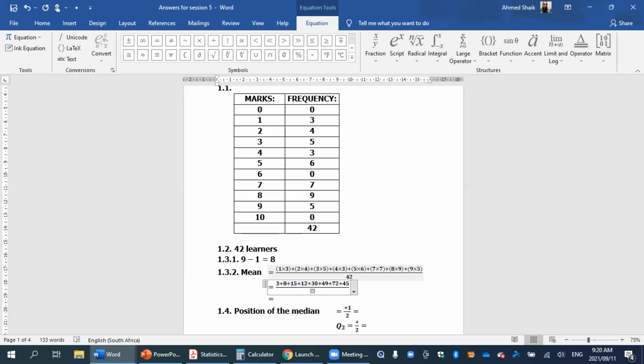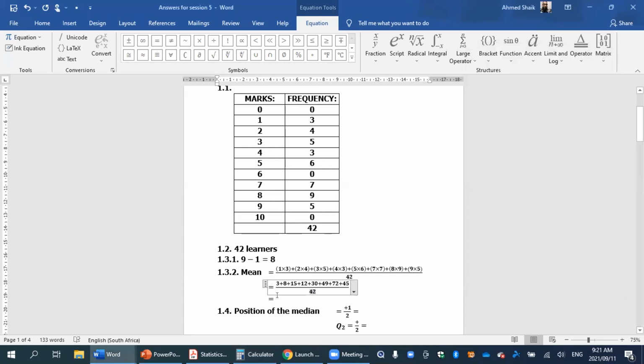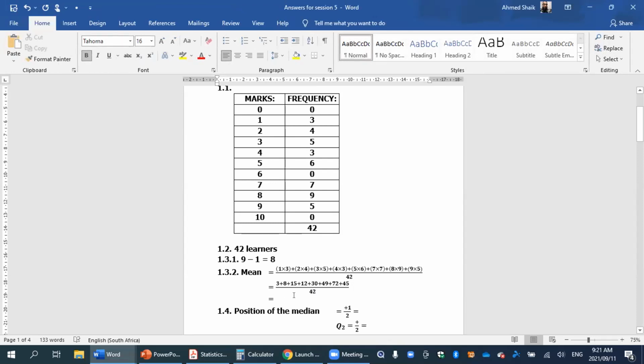Remember, that's all going to be over 42. Let's calculate that. So we've got 3 plus 8 plus 15 plus 12 plus 30 plus 49 plus 72 plus 45. And that gives us a total of 234 divided by 42 learners, and that equals 5,57.